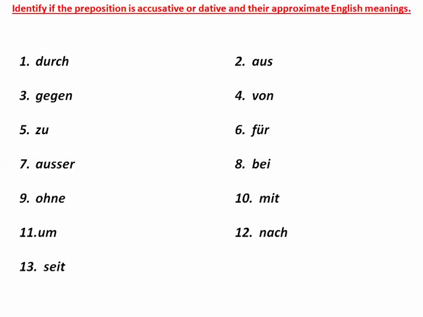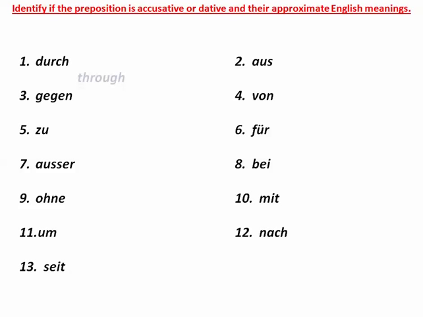The first thing you want to make sure you're aware of is what prepositions are accusative and which ones are dative. So here we have a list of the most common accusative and dative prepositions in German. And we're going to first of all talk about their meanings.